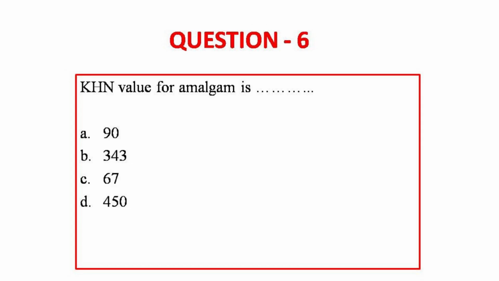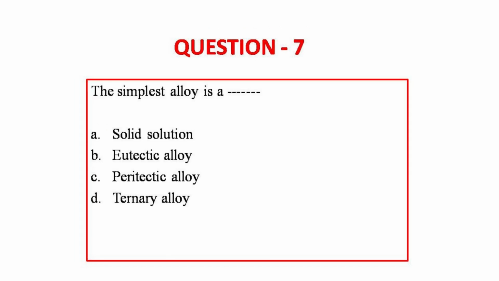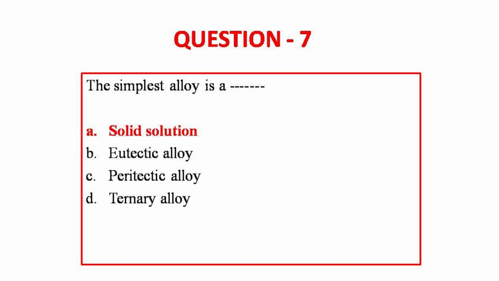The Knoop hardness value for amalgam is 90, 343, 67, 450. The answer to this question is option A, 90. Moving on to question number 7. The simplest alloy is a solid solution, eutectic alloy, peritectic alloy, or ternary alloy. The answer to this question is option A, solid solution.